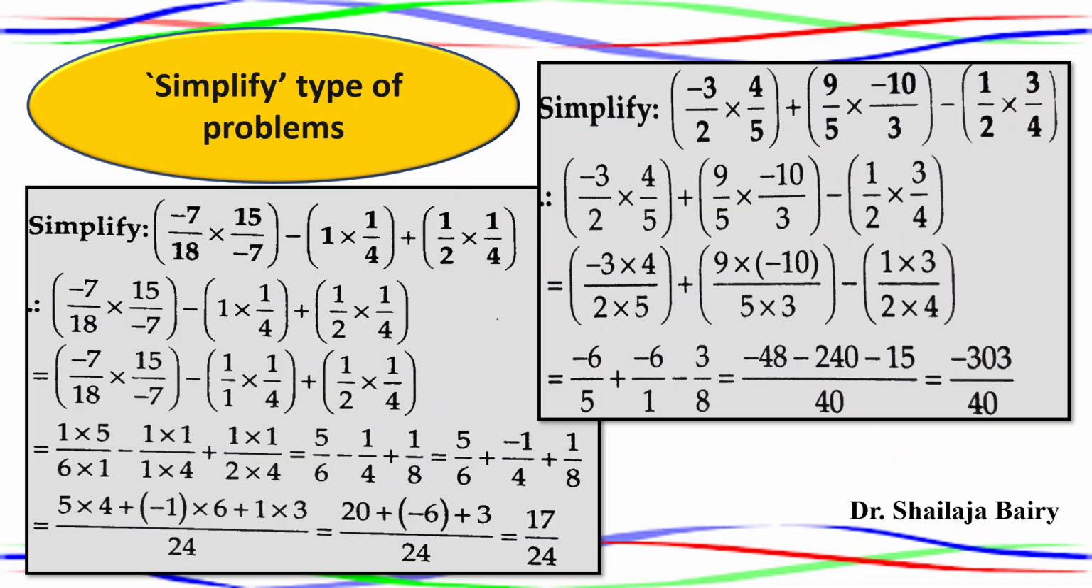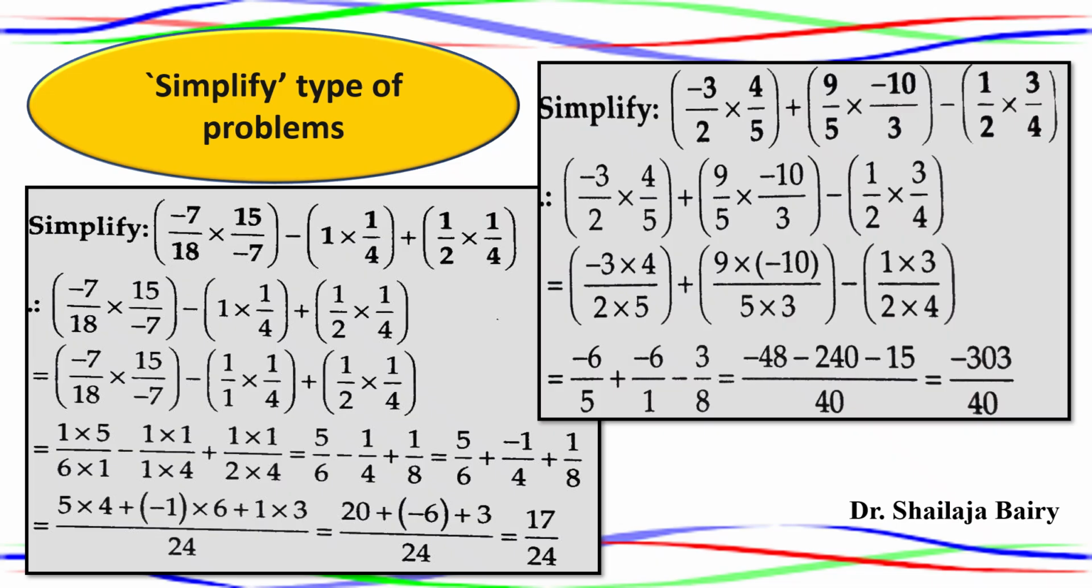Simplify type of problems. Observe the first one carefully. Simplify the first one. First bracket, you observe. Minus 7 and minus 7 get cancelled. Because it is multiplication, it is cancellation. Minus 7 by 18 and 15 by minus 7 can be done in the mind. Minus 7 cancels. 15 by 18: 3 fives are 15, 3 sixes are 18. It is 5 by 6.